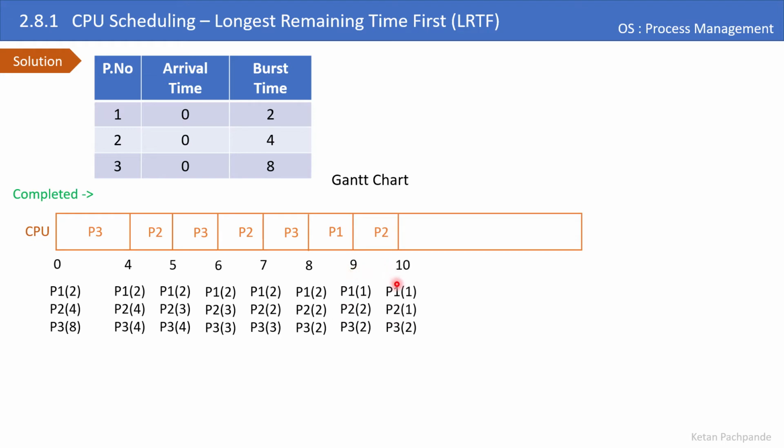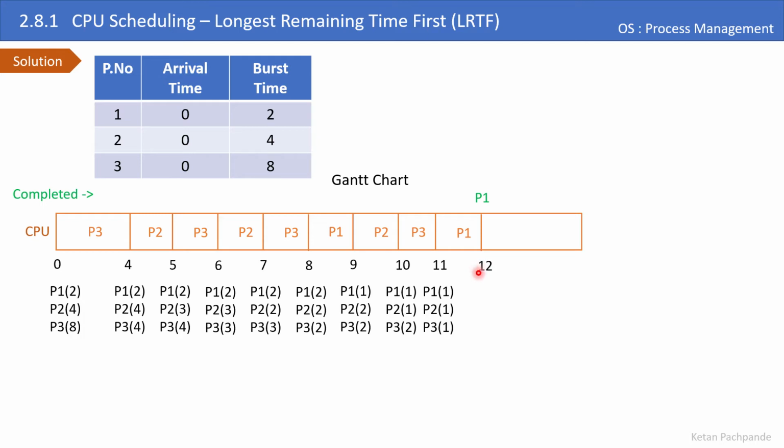And at time t is equal to 10, process P3 has 2 time units remaining, which is higher than process P1 and P2's remaining time. So that's why process P3 will get scheduled. At time t is equal to 11, all processes again have equal remaining burst time, 1, 1 and 1. And that's how we will again follow P1 followed by P2 followed by P3.